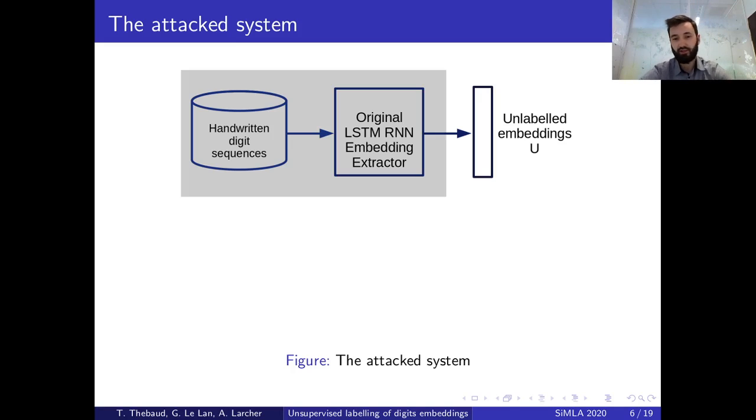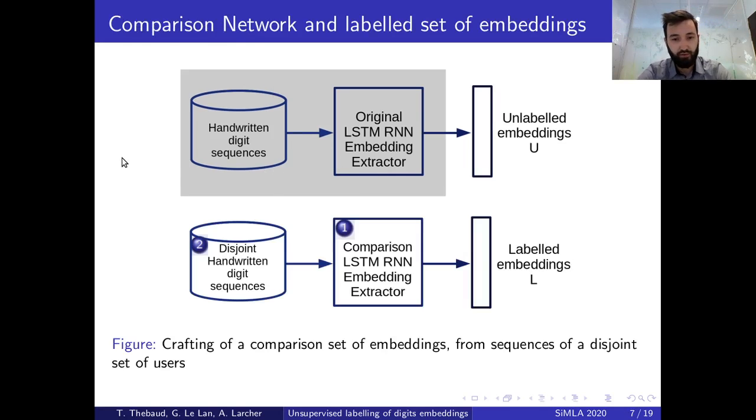So let's see it. We have an unlabeled embedding set that we'll call U, the U set for unlabeled. We know this set has been extracted by an LSTM RNN from handwritten digit sequences, but we don't have access either to the network or to the database. But for our two extra hypotheses, we can suppose we know the architecture of the network. We have another set of sequences from a disjoint set of users to not add any complicated hypothesis.